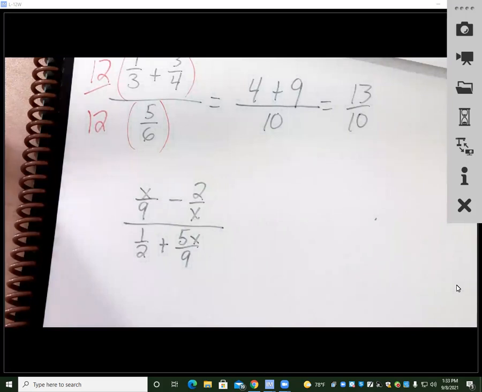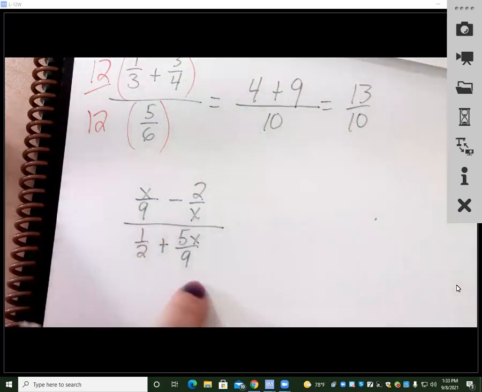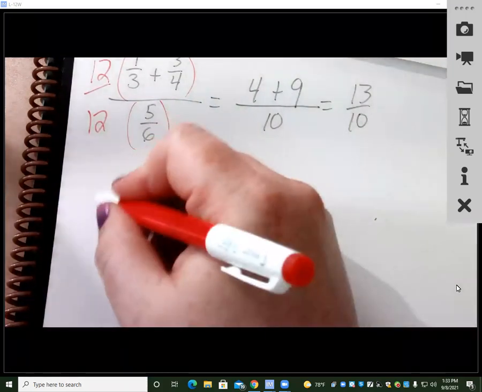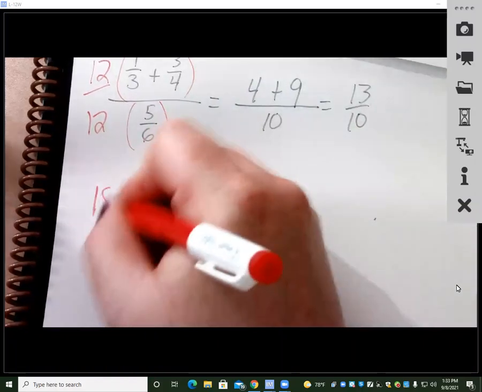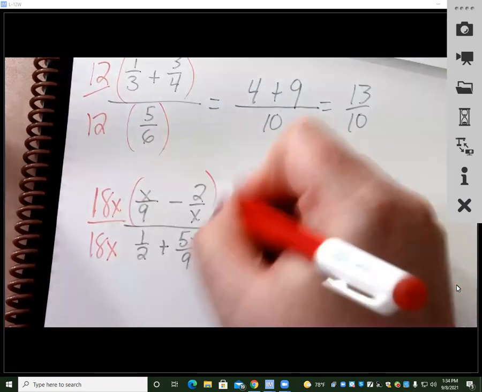Katie, go ahead. I agree with you. 18x. Wouldn't that be my common denominator? I'm looking at 9x, 2, and 9. So the numbers get me to 18, and there is an x down there. So I got to multiply by 18x on top and on bottom. Let's try it. So 18x up top, 18x over 18x. And I'm going to distribute, and I'm going to multiply it throughout the whole thing.